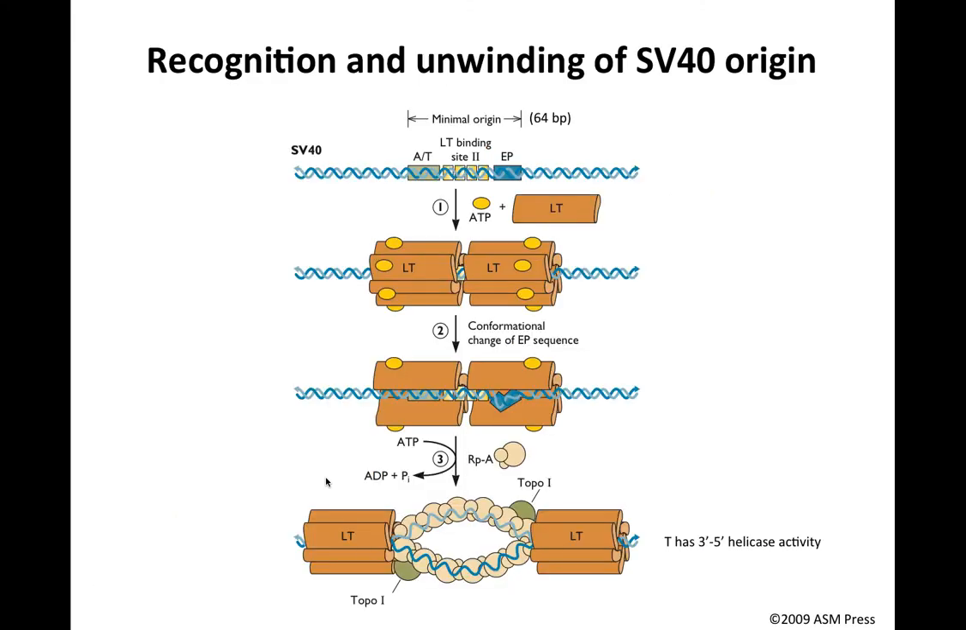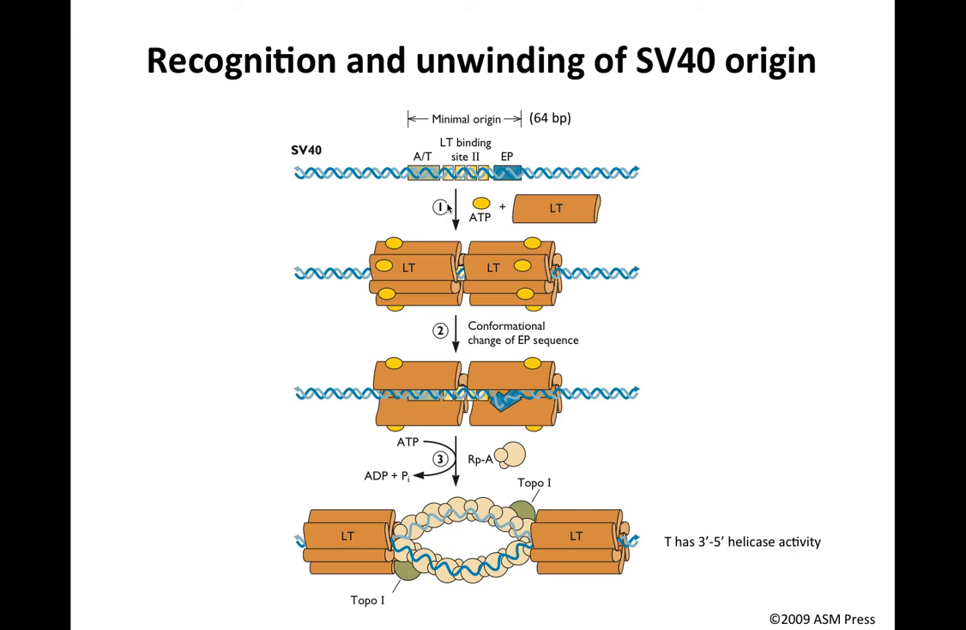So let's look in detail at how this whole process starts. And this is probably how our cells do it, with some modifications. Now, here at the top is a segment of the SV40 genome. As you know, it's circular, but we're only showing a short piece here. It looks like double-stranded linear DNA, but it's not. It's a circle. Here's the origin of replication. And as we've said, the origin of replication is the site at which DNA synthesis initiates.